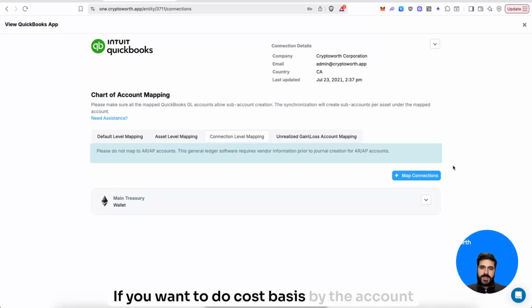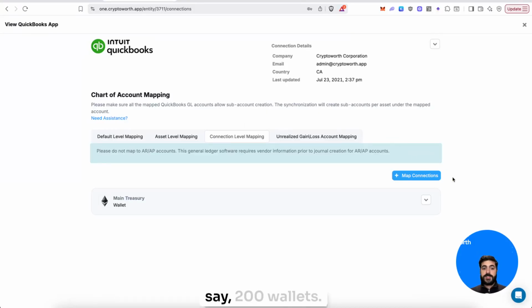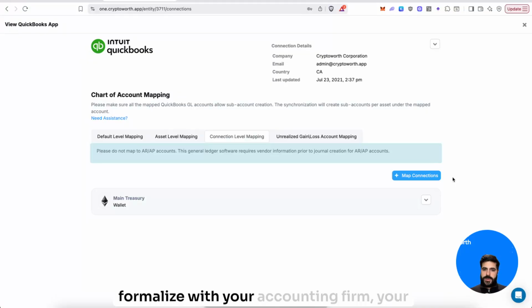If you want to do cost basis by the account or connection level, then that means you have to map your GL accounts by connection. Now, of course, this becomes laborious if you have, let's say, 200 wallets. That is a lot of GL accounts to create. So this is a strategy that you want to formalize with your accounting firm, your professional accounting firm, or tax advisor. If you want to map your connections by GL account, you would click on Map Connections.